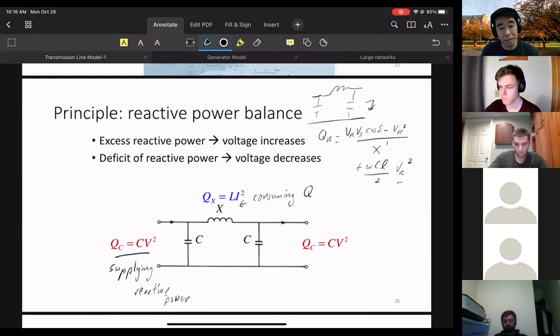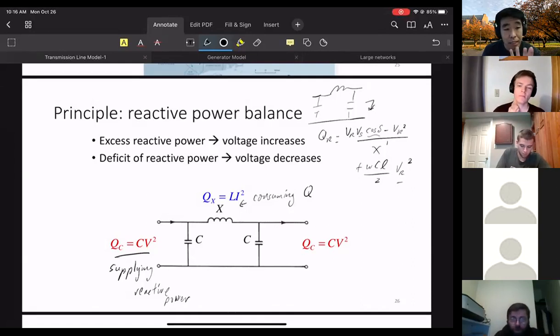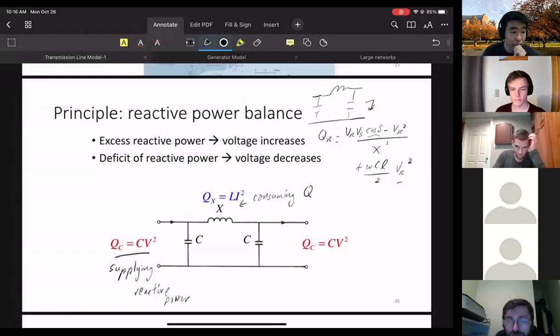Reactive power really doesn't impact the angle all that much, because angle dependence only comes into cosine delta, and for small delta, cosine delta is roughly one. So delta is not very sensitive to reactive power, but voltage is quite sensitive to reactive power, so that's why we talk about voltage stability. Often we talk about reactive power.